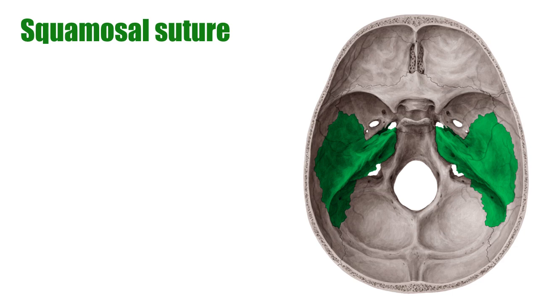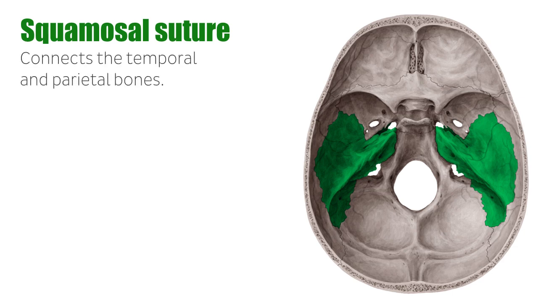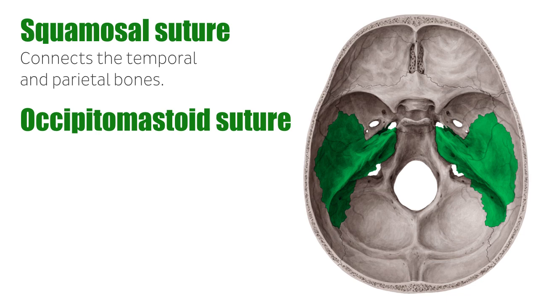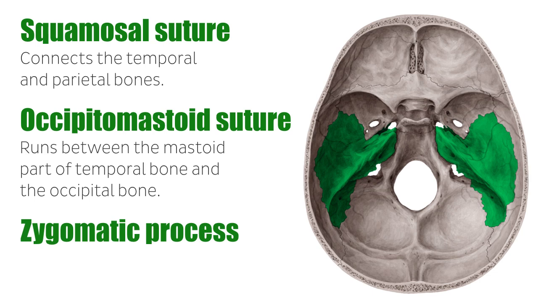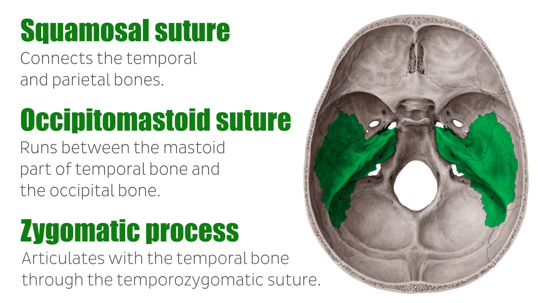The squamosal suture connects the temporal and parietal bone and continues as the sphenoid squamosal suture anteriorly and the parieto-mastoid suture posteriorly. The occipito-mastoid suture runs between the mastoid part of temporal bone and the occipital bone. The zygomatic process articulates with the temporal bone through the temporozygomatic suture.